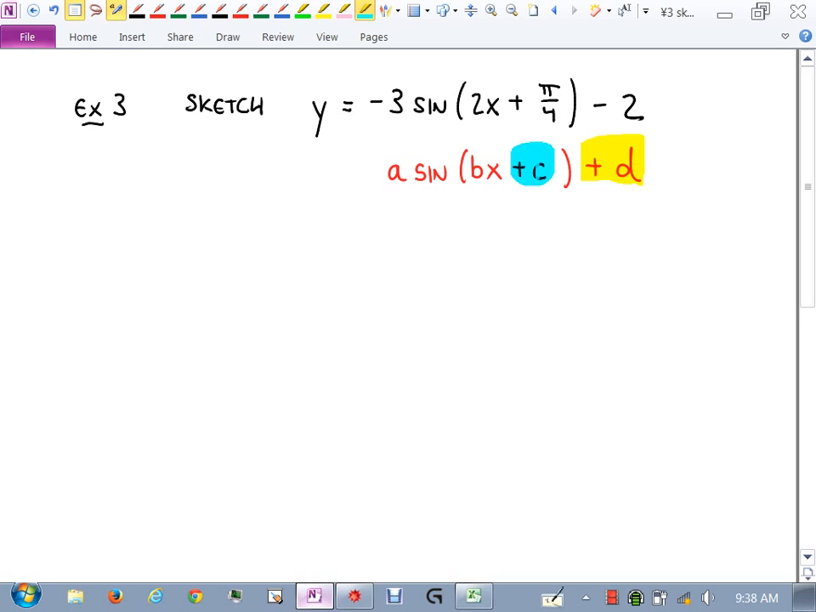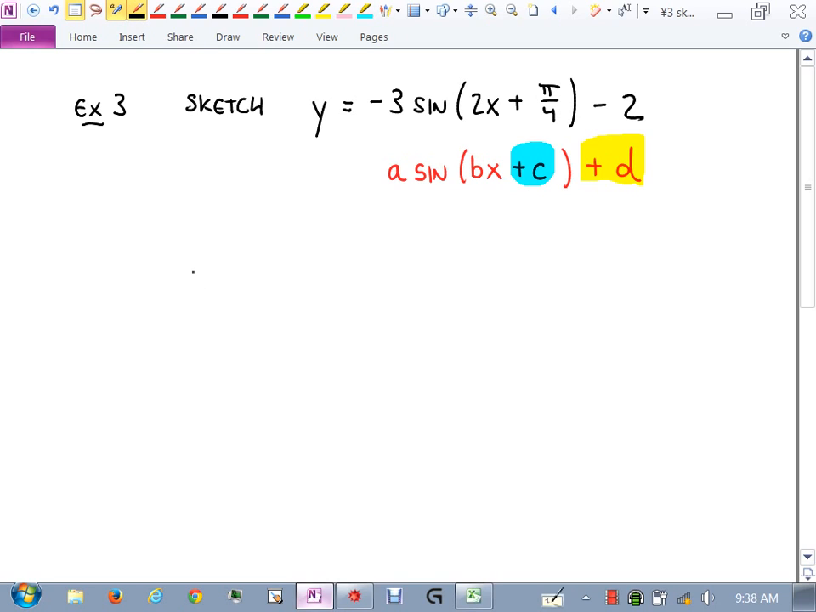So the way that we're going to do this is to graph anything that has a vertical shift. We will ignore the shift until after we've graphed it. And then when we're done graphing it, we're just going to move the whole thing up or down. Understand?